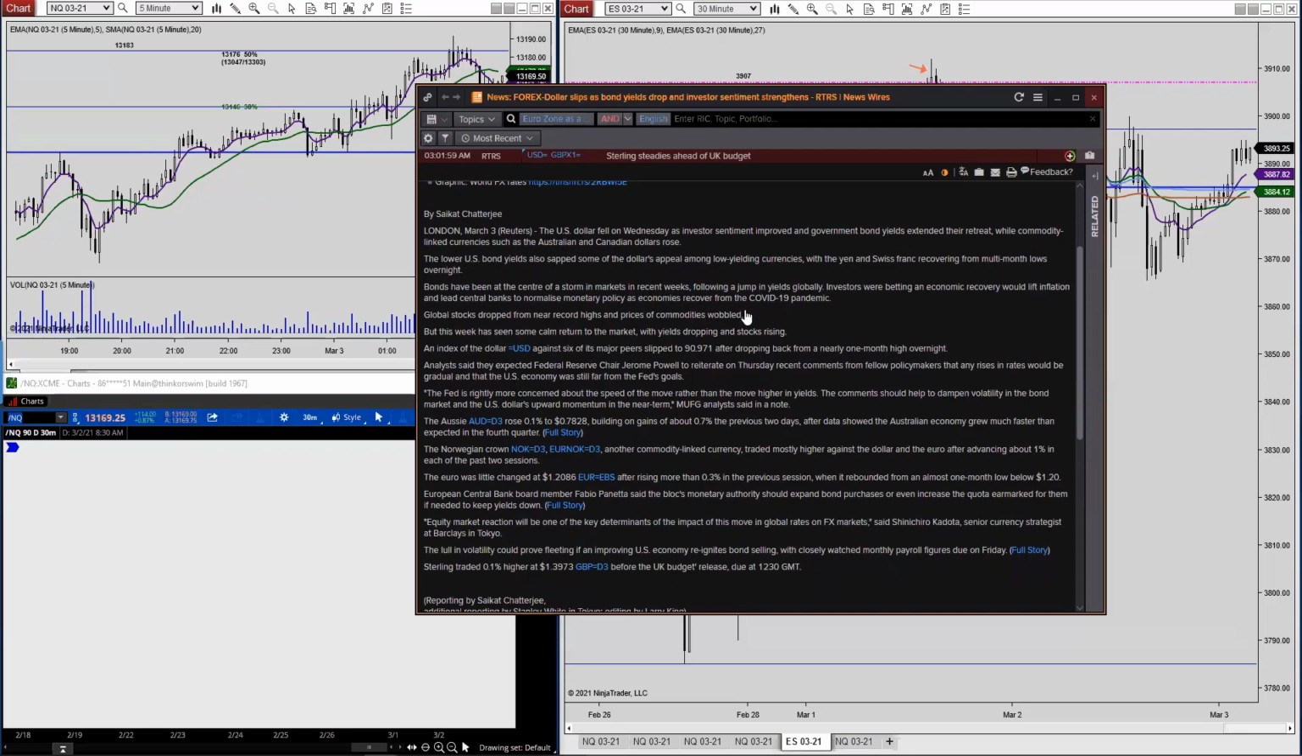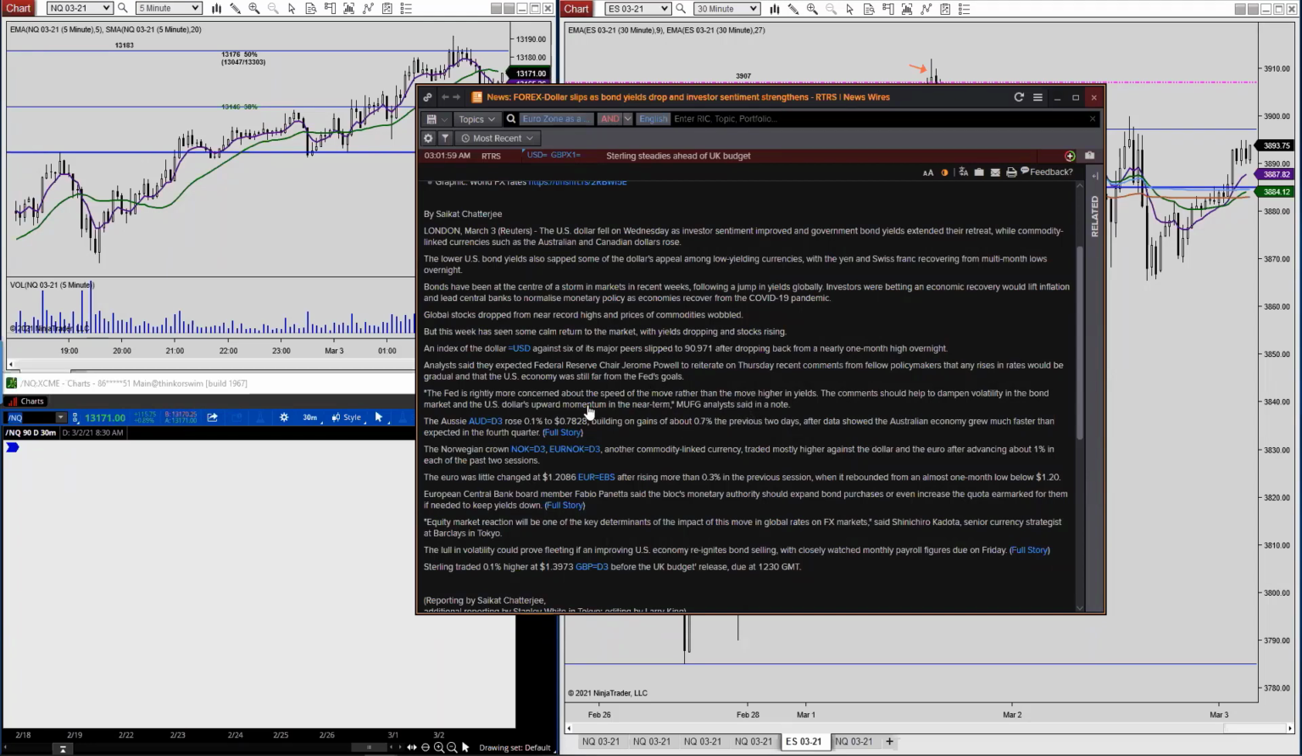Bonds have been the center of a storm in markets in recent weeks following a jump in yields globally. Investors were betting an economic recovery would hit inflation and lead central banks to normalize monetary policy as economies recover from the COVID pandemic. But this week has seen some calm return to the market, with yields dropping, stocks rising.